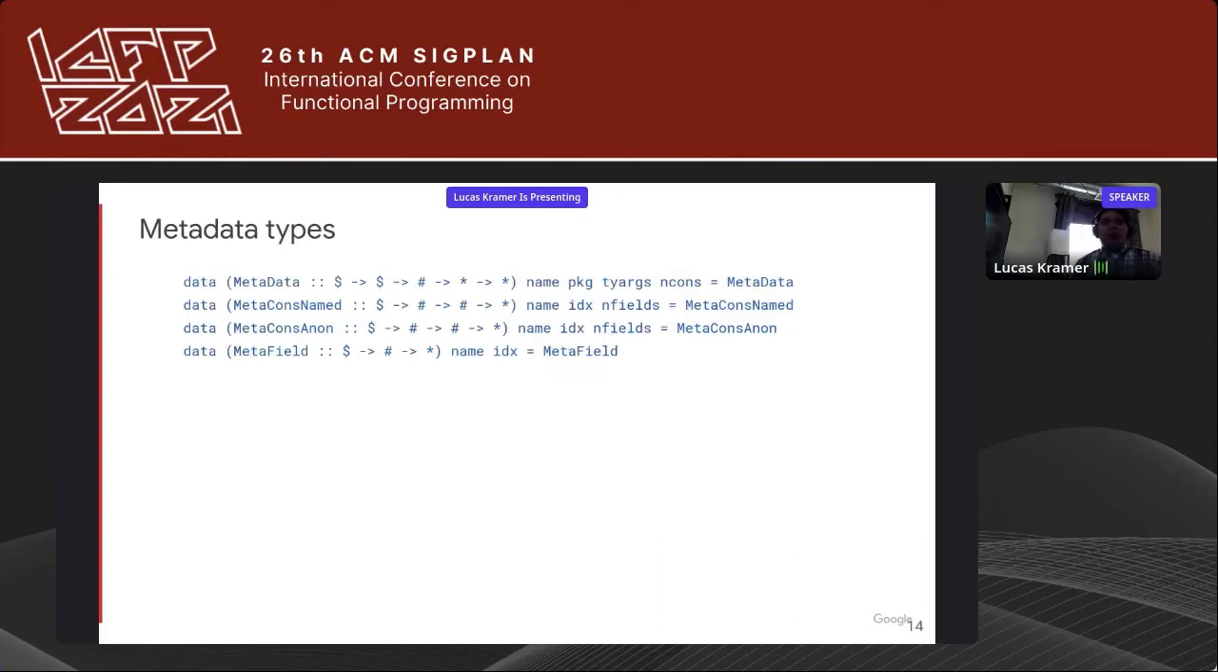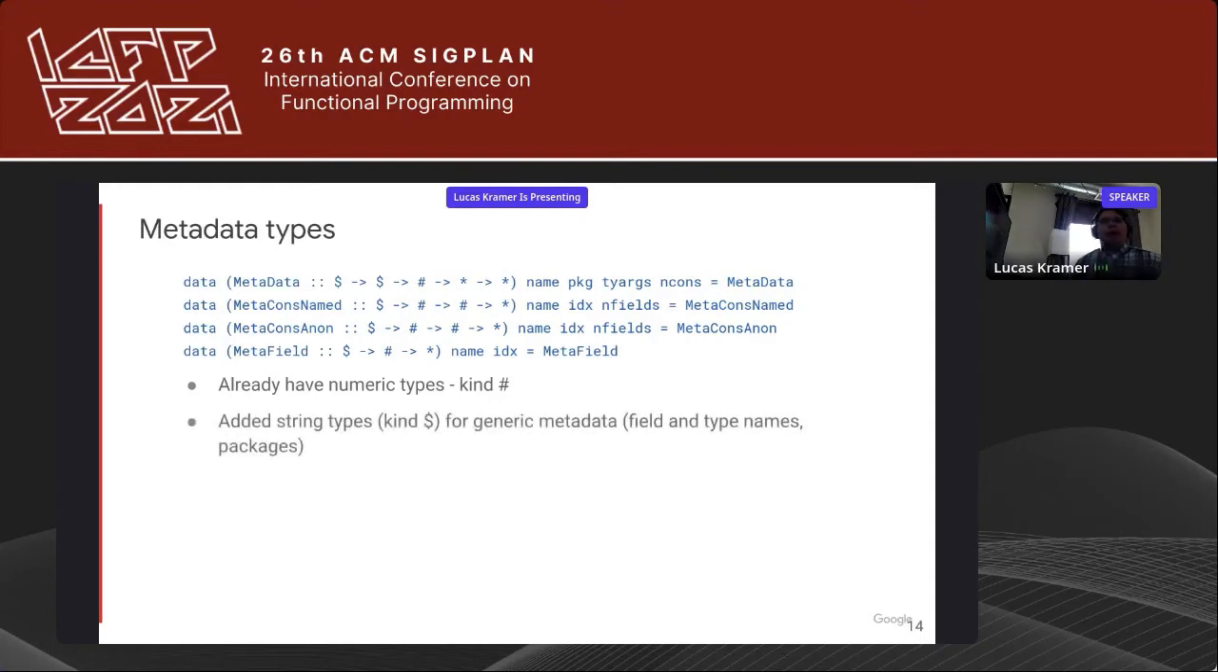Now talking about our metadata schema slightly. Meta tags the generic representation with info about constructor names and field counts and positions. We already have numeric types, of kind pound, which are for things like the size of a vector. We added a string kind specifically for generic metadata, for the names of fields and members, and the package name and data.